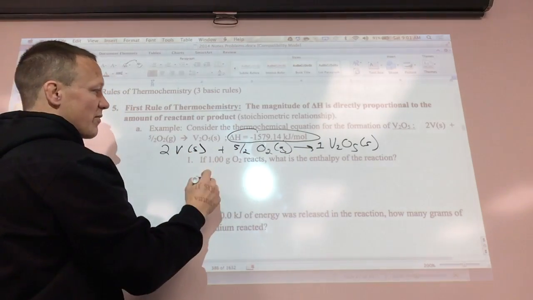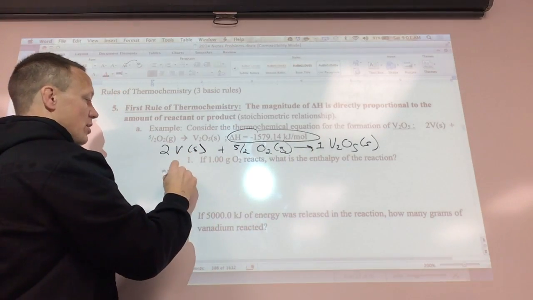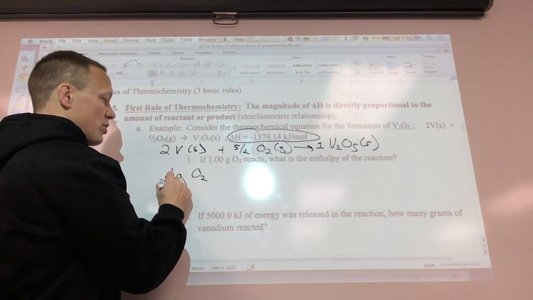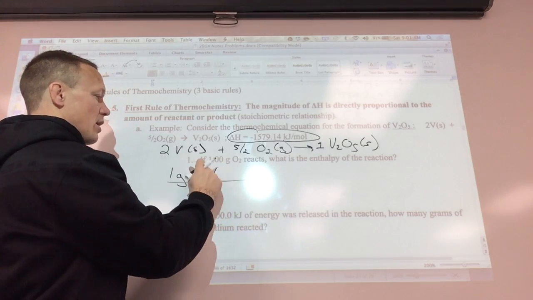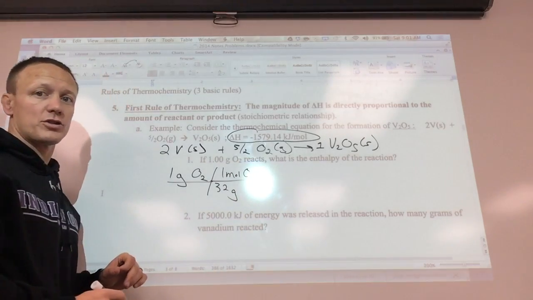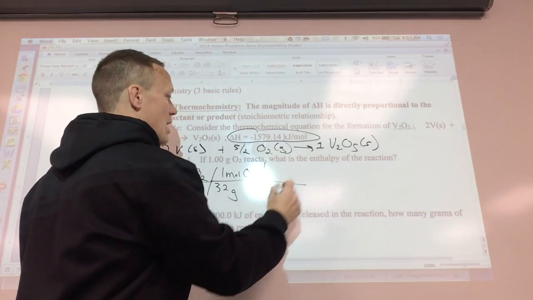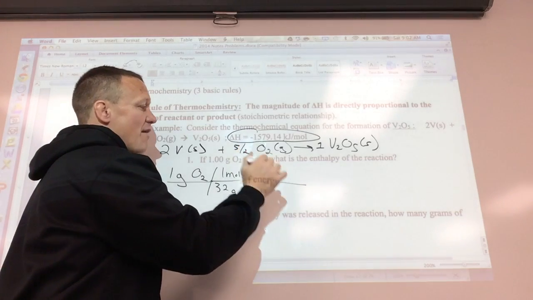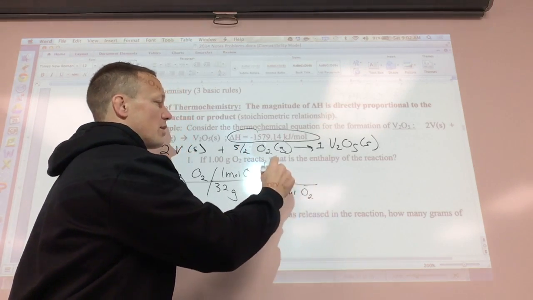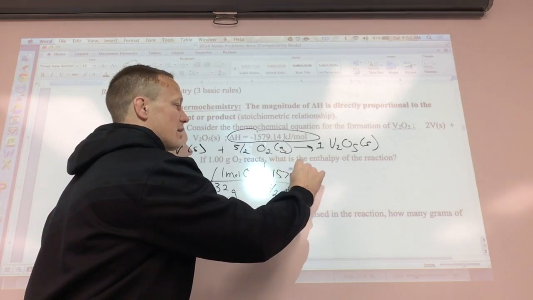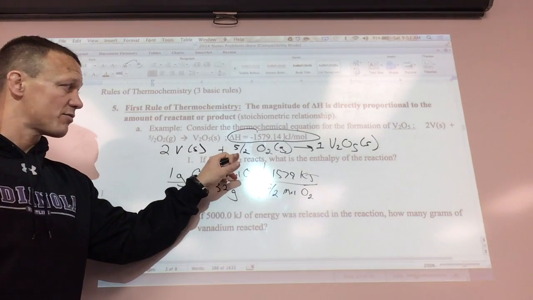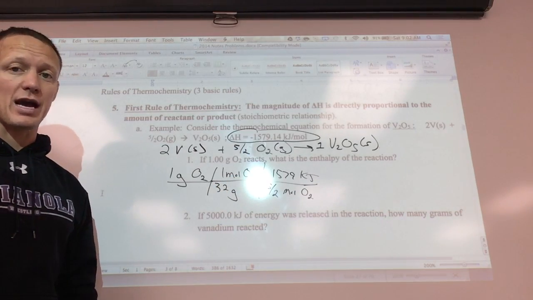So if 1 gram of oxygen reacts, what is the enthalpy of the reaction? In other words, how much heat is released if we only use 1 gram of oxygen? So we start with 1 gram of oxygen here. Pretty normal stoichiometry, really. Oxygen would be 32 grams per mole of oxygen. Now we're going to use this ratio. I'm going to say that for every 5/2 moles of oxygen, for every 2.5 moles, there's 1,579 kilojoules of heat released in this reaction.